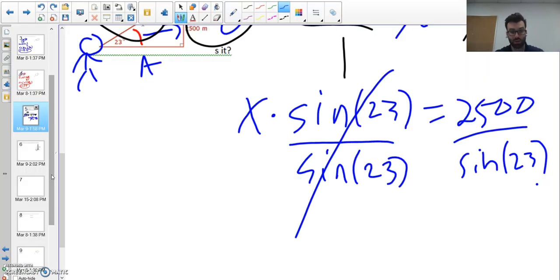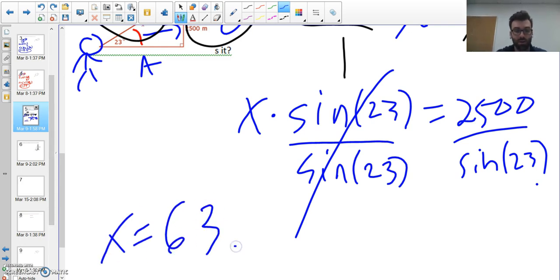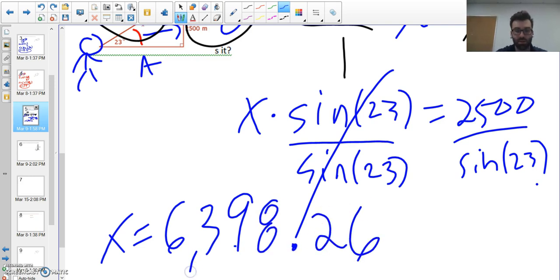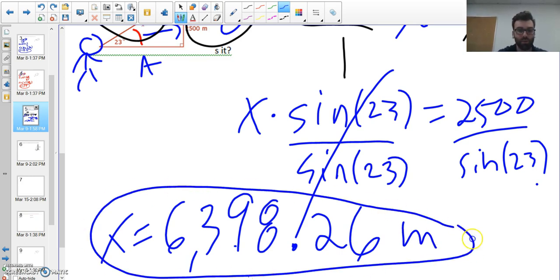6398.26 meters. X equals 6398.26 meters. Boom. There you go. Real life application.